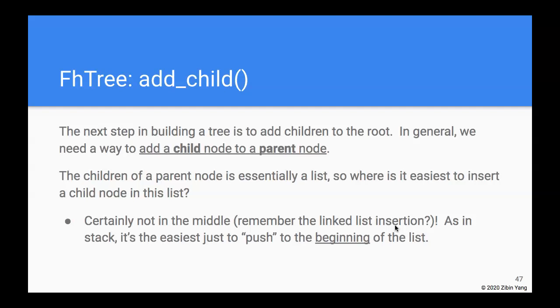Now, the next thing we want to do to build a tree is to add child nodes to the root. Root is just one of the many parent nodes in the tree. So in general, we really need a way to add a child node to a parent node. Then the question is, where among the list of children of the parent node should we insert a child? We probably don't want to traverse and pick an arbitrary position in the middle to insert a new child. So the easiest thing is really just, like in a stack, to push the new child to the beginning of the list of child nodes. So let's see how we'll do that.